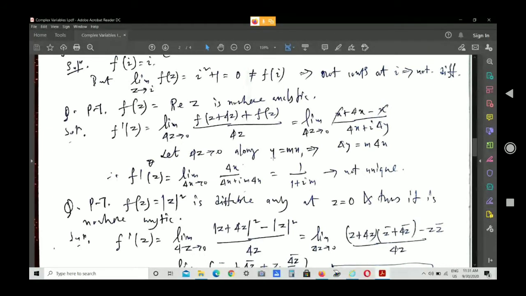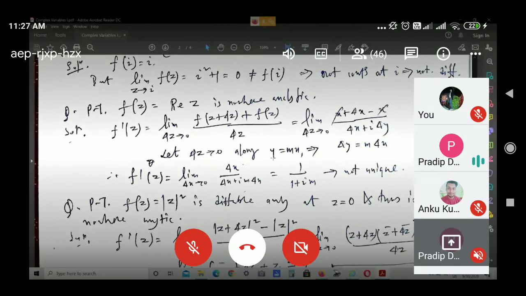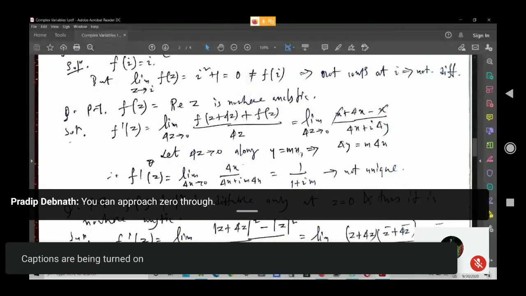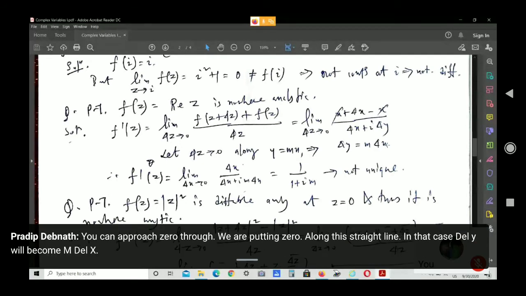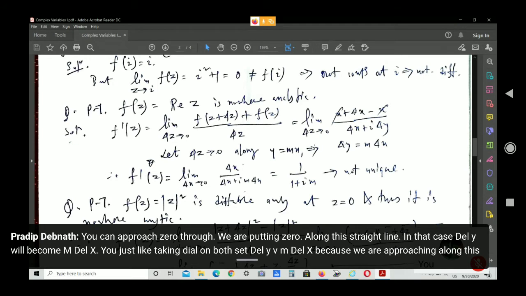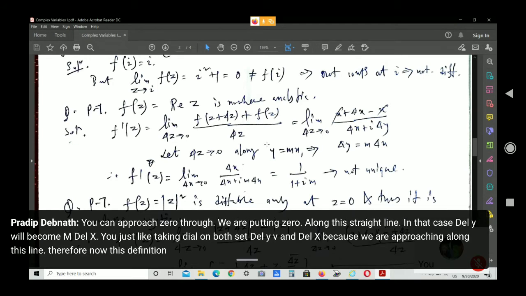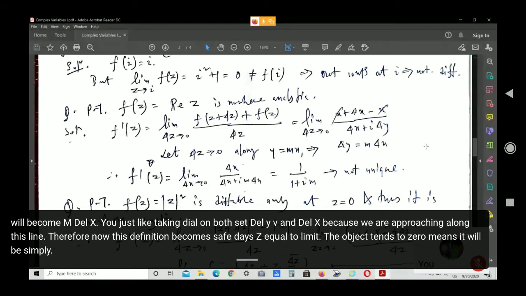So here we are taking one easy choice, y equal to mx, this straight line. We are approaching 0 along this straight line. In that case, del y will become m del x. It is just like taking del on both sides. Del y will be m del x because we are approaching along this line. Therefore, now this definition becomes f dash z equal to limit del z tends to 0, which means simply del x tends to 0, because if del x tends to 0, del y also automatically tends to 0. So it's sufficient to write del x tends to 0.